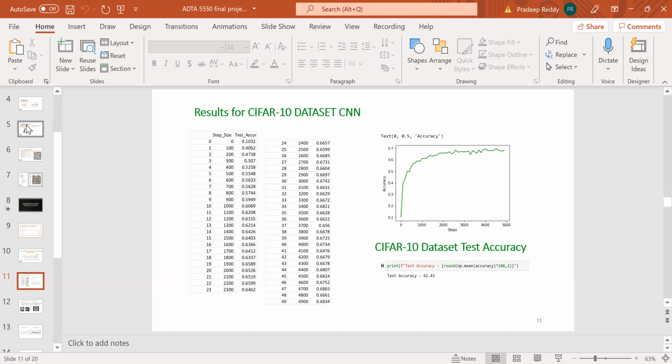There are 49 steps, with each step of 100. For the initial step, there is about 10.3% accuracy, which gradually increased to 16.6% by step 10. From the 10th step to the last step, it increased from 60% to 68.34%. And we can see the accuracy here is around 62.43% for the CIFAR-10 dataset.